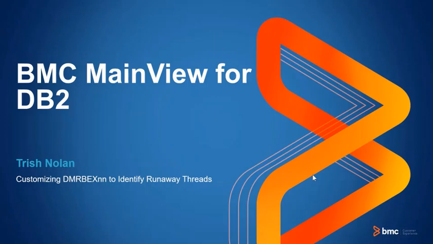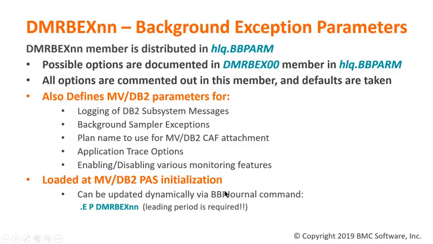In this session, you will learn how to customize your DMRBEXnn parameter member for MainView for DB2 in order to automatically identify potential runaway threads. The DMRBEX member, which is distributed with your MainView for DB2 product, allows you to set various options which control the operation of MainView for DB2.